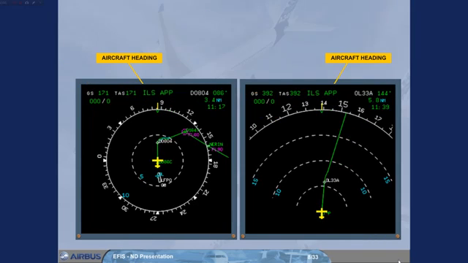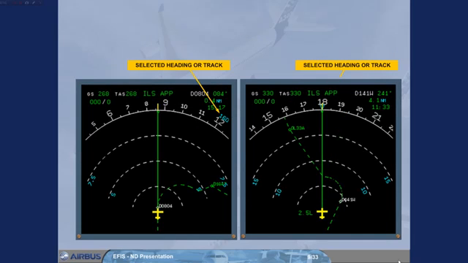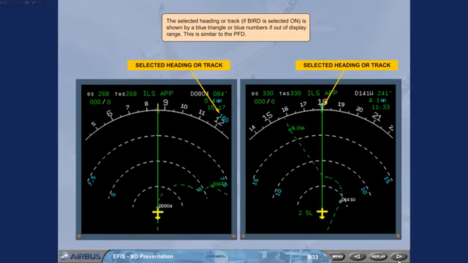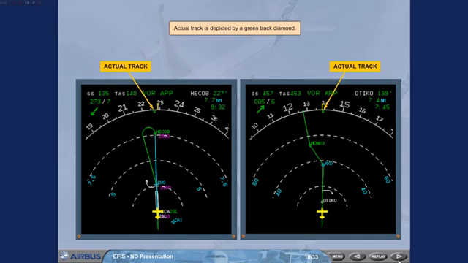The aircraft magnetic heading is given by a fixed yellow lubber line against the moving compass rose. The selected heading or track, if bird is selected on, is shown by a blue triangle or blue numbers if out of display range. This is similar to the PFD. Actual track is depicted by a green track diamond.